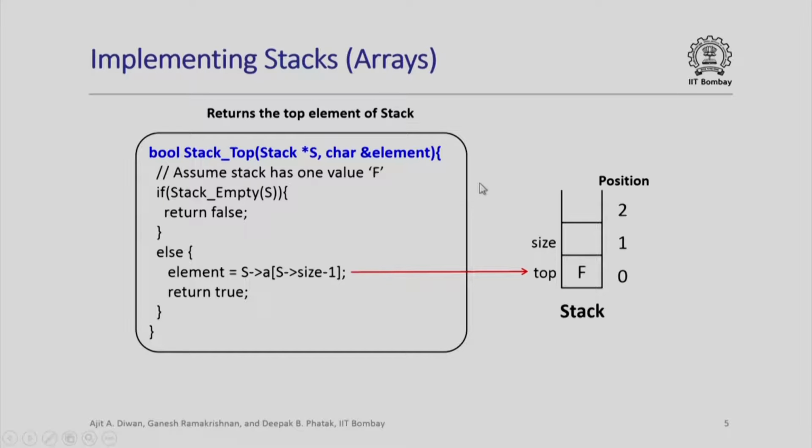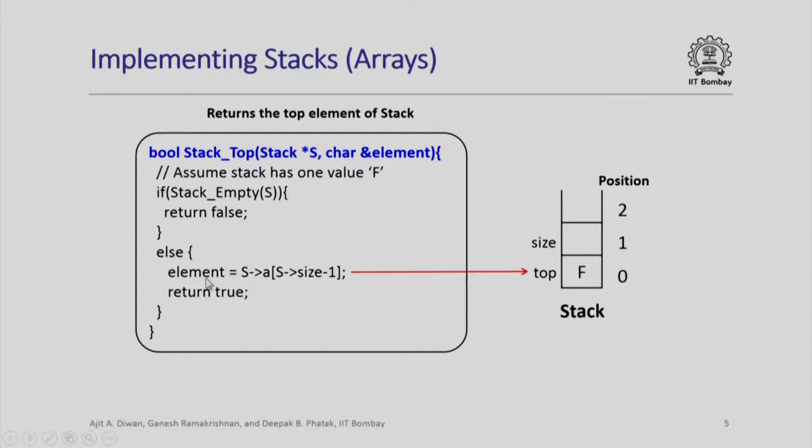Let us look at the implementation of a function which examines the top element of the stack. Assume, for example, that stack has just one value f as shown here. The bool function stack top, which has two parameters, stack star s and char and element. So this is the element which will be returned, and that is why it is being returned by reference. If stack is empty, of course, I will return false. That means the stack top, there is nothing to examine.